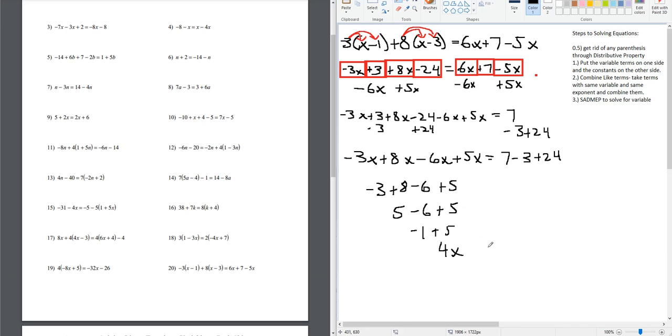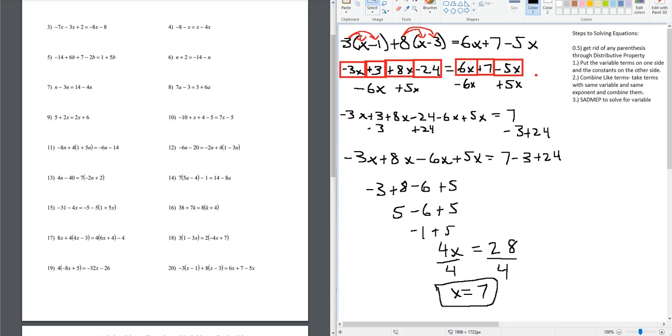So 4x is equal to, 7 minus 3 is 4, 4 plus 24 is 28. I'm going to divide by 4 on both sides. So x is equal to 28 divided by 4, which is 7.